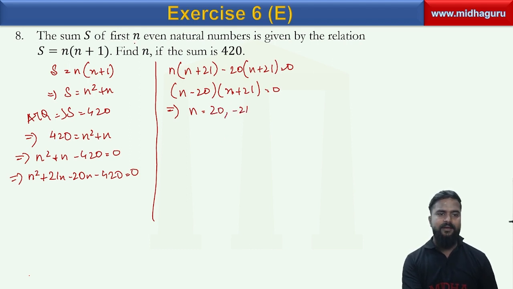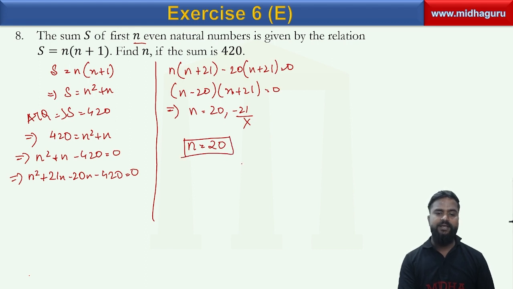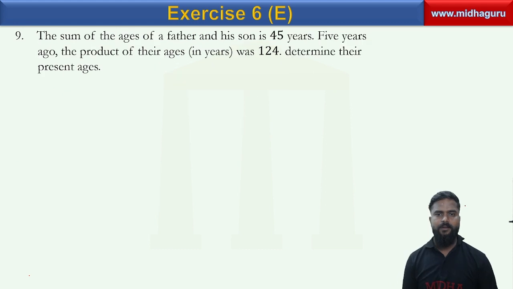Now since n is a number, that is, it is a quantity of even natural numbers, it cannot be negative. So the number of even natural numbers added to give 420 is 20. Now let's move on to the next question. Next question says the sum of the ages of a father and his son is 45 years. 5 years ago, the product of their ages in years was 124. Determine their present ages.